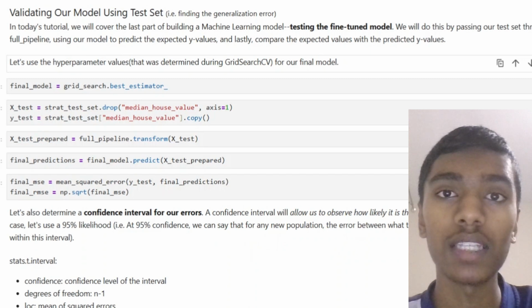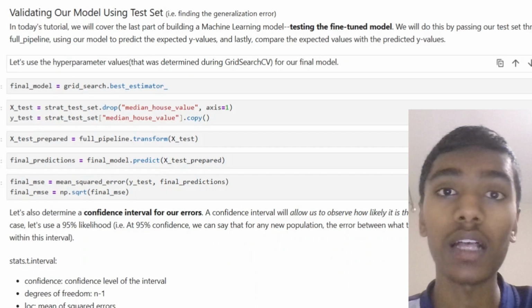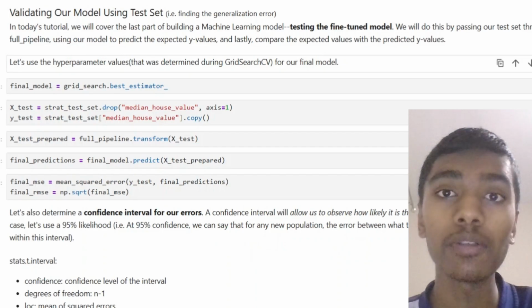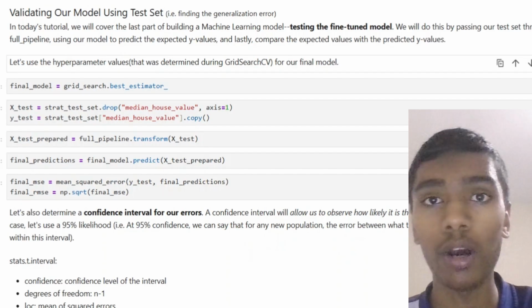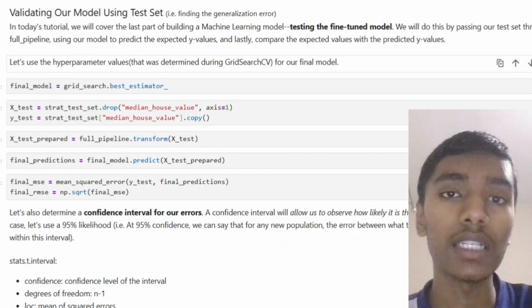In today's tutorial, we'll be discussing how we can validate our model using the test set, as well as how we can calculate a confidence interval, a root mean squared error, and an absolute percent error for how inaccurate our model was compared to the values it should have predicted versus the values it actually predicted.